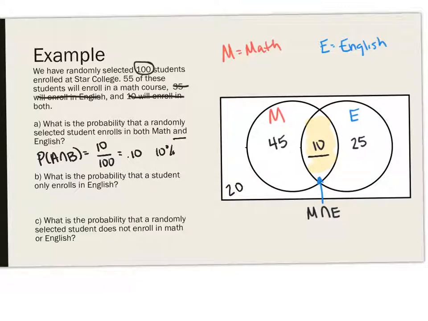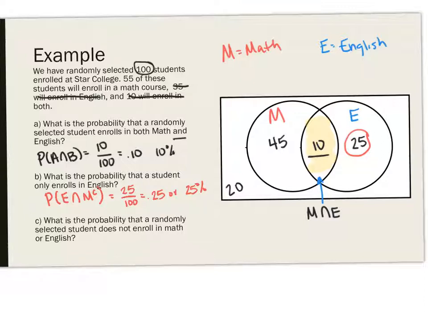What is the probability that the student only enrolls in English? So only English is sitting out here, because these people are math and English, and these people are just math, and these people don't even take the course. So we're going to do the probability of only English. We write E and M complement. What does that M complement mean? Well, C means not, complement. So English and not math, what you're looking at here. And that's equal to 25 over 100, or 0.25, or 25%.